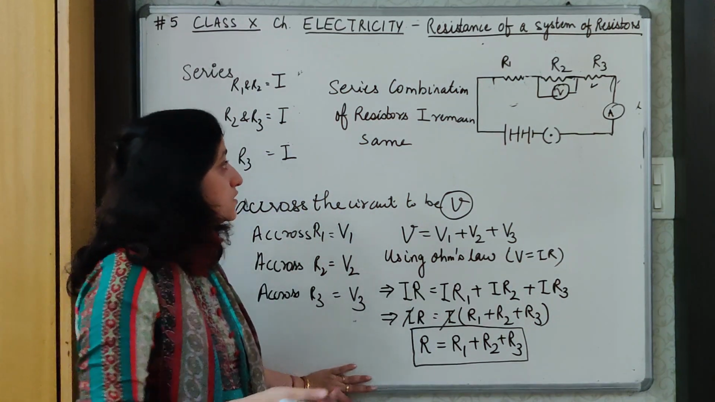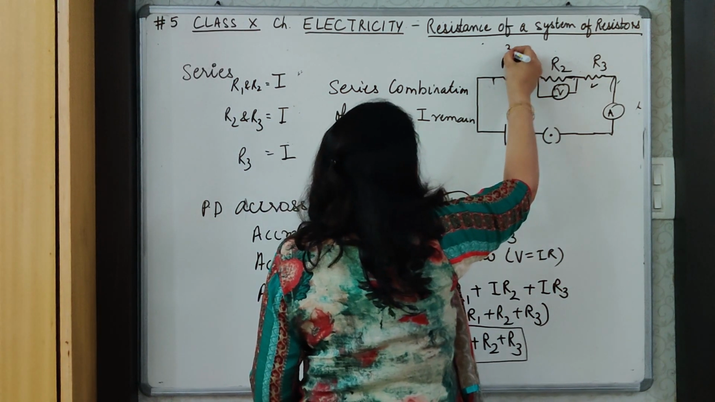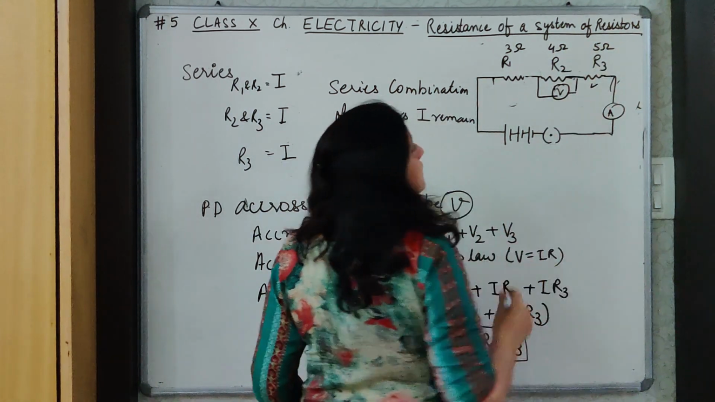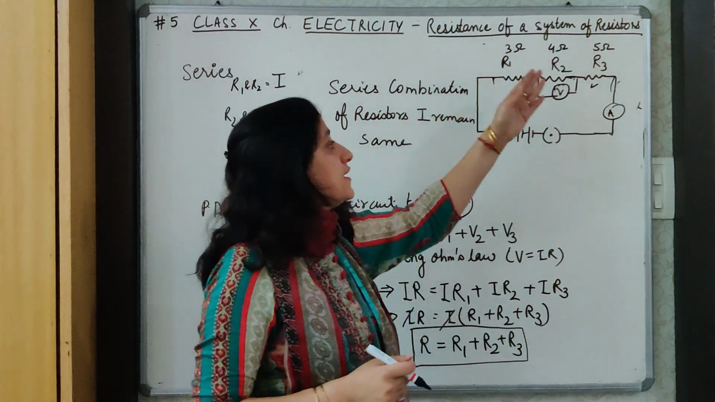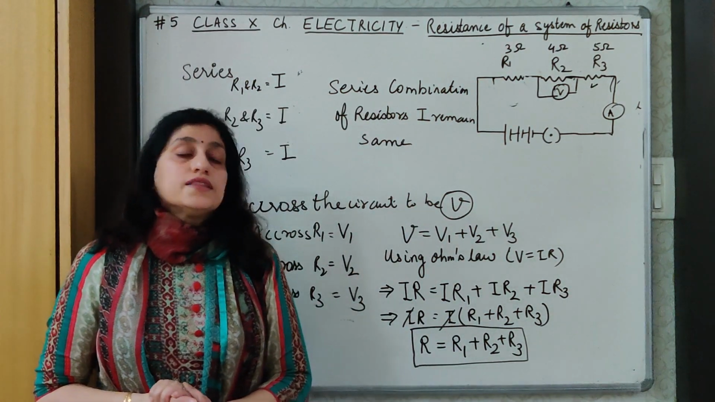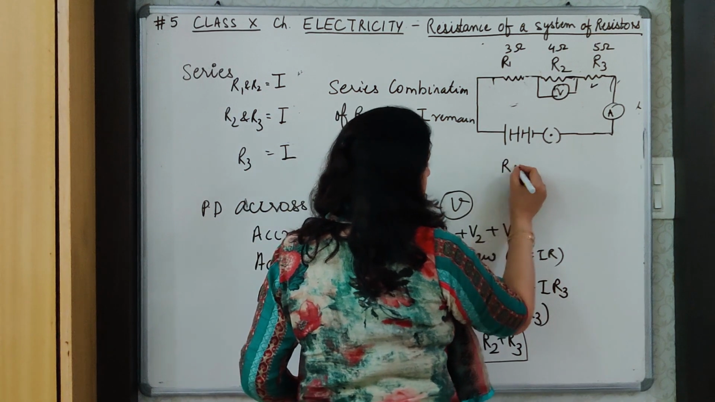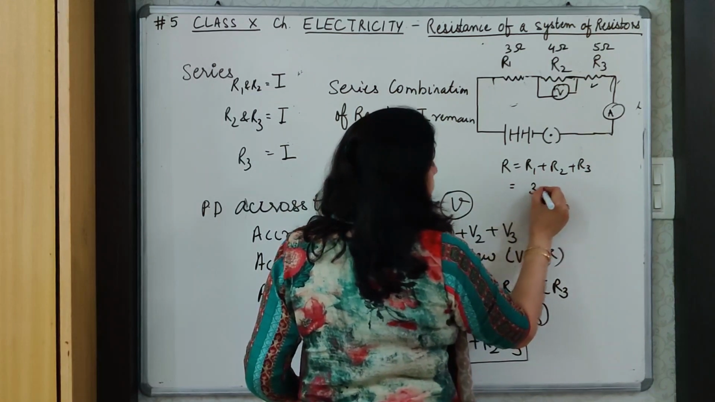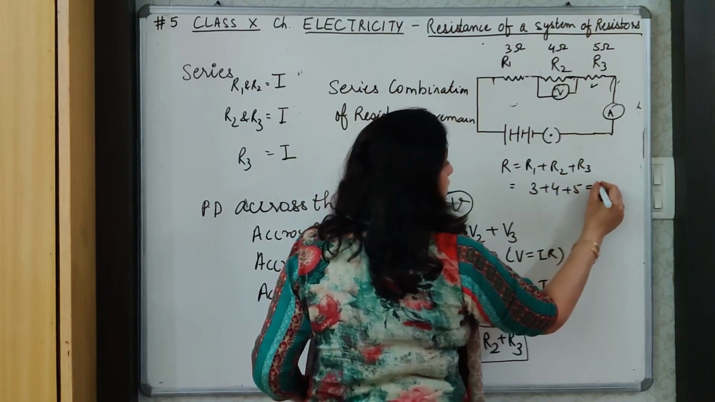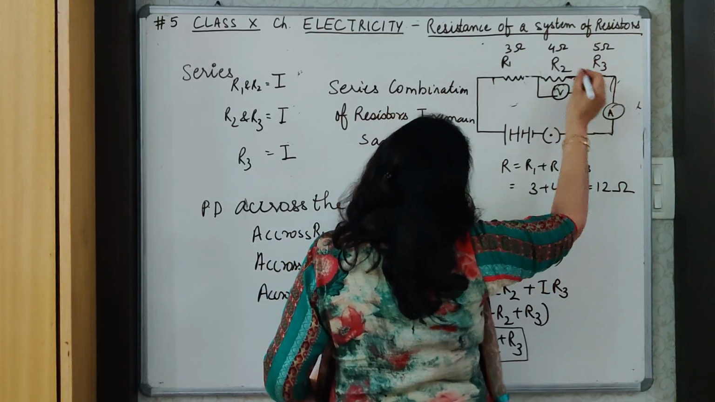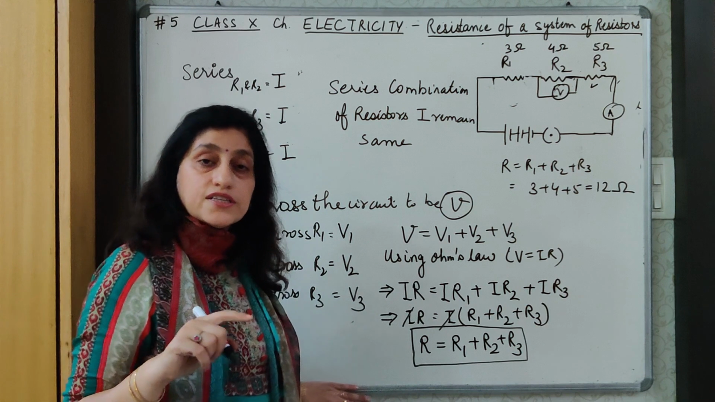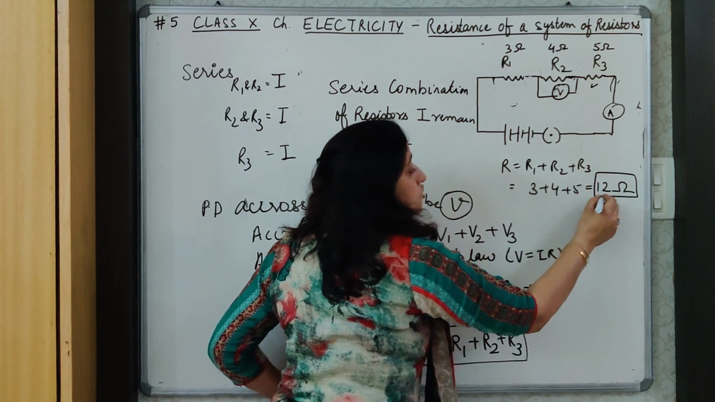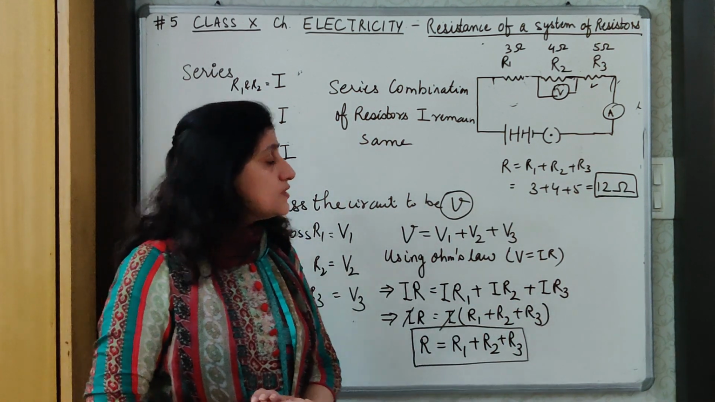Now quickly, suppose in this particular question, R1 is 3 ohm, R2 is 4 ohm and R3 is 5 ohm. Then suppose the question is asked, what is the net resistance of this circuit? Then we will say that the net resistance is equal to R1 plus R2 plus R3, which is equal to 3 plus 4 plus 5, which gives me 12 ohm. So the overall resistance of the circuit is much greater than any one resistance, and the total resistance offered by the circuit is 12 ohms. I hope this is clear.